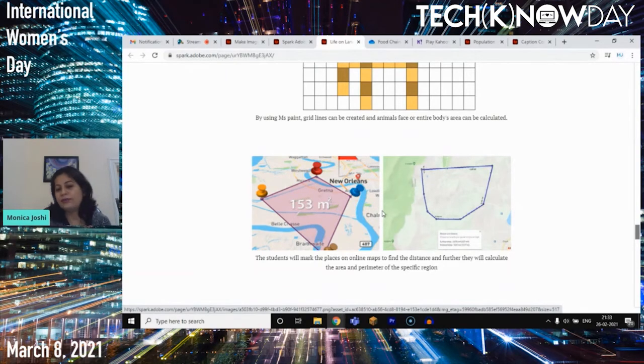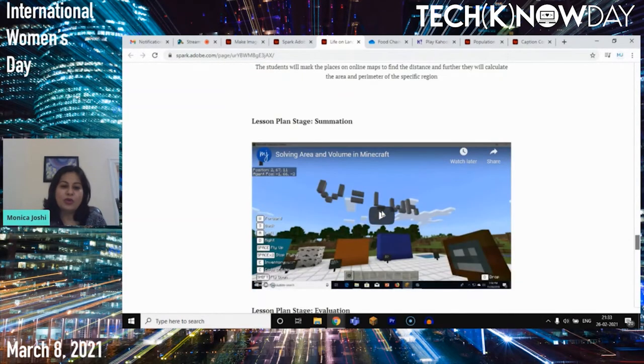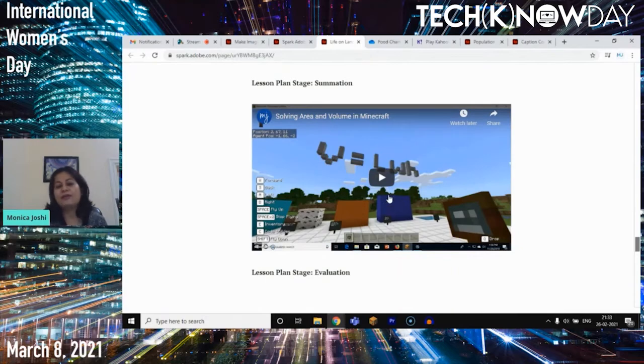You can say, okay, what is the distance from your school to home? So that way also I used real life examples and I explained it beautifully to the children. And when you use real life examples, these are long lasting. And then I used the game called Minecraft, which is very dear to children, and I explained the volume and the area.